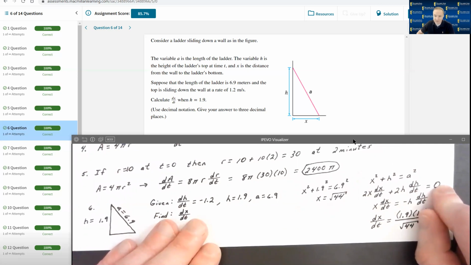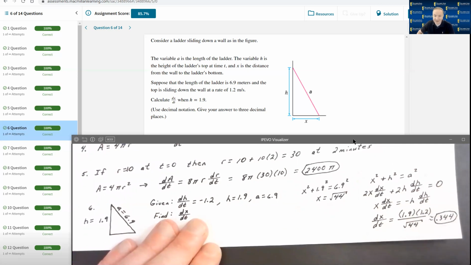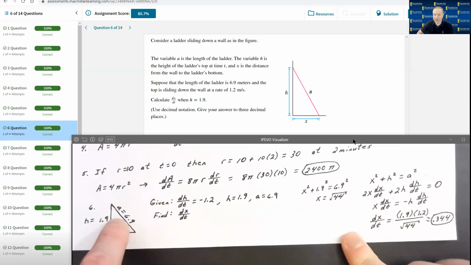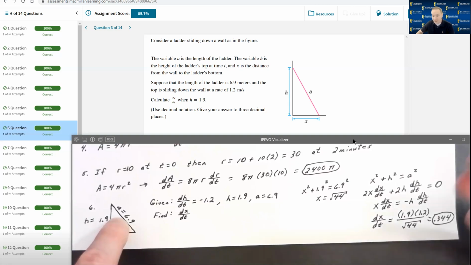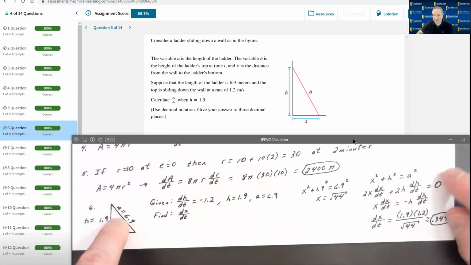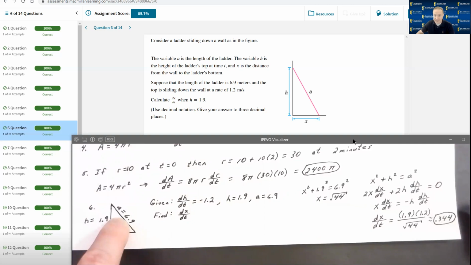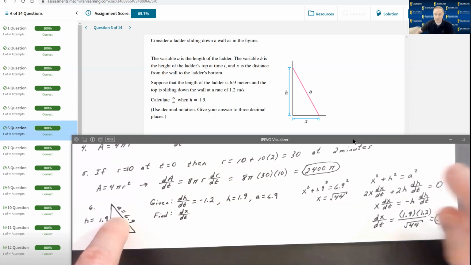Because think about this. What is dA dt? The rate of change of the length of the ladder with respect to time. That ladder is not changing length with respect to time. So it's better you just think of it, oh, it's a constant length. Derivative of any constant is 0. Or you can alternatively say dA dt, it's not changing in length, it's 0. So 2a dA dt, all of that's just 0.